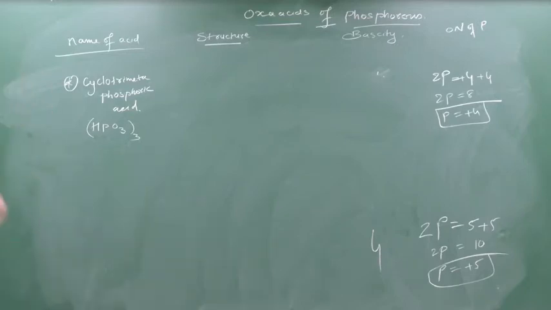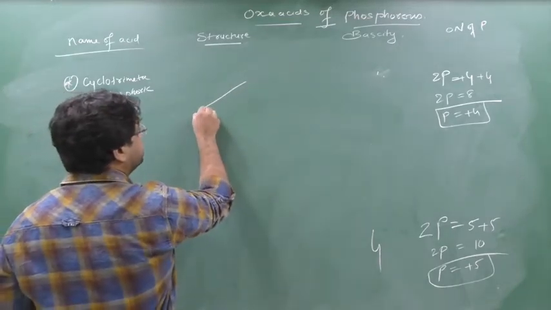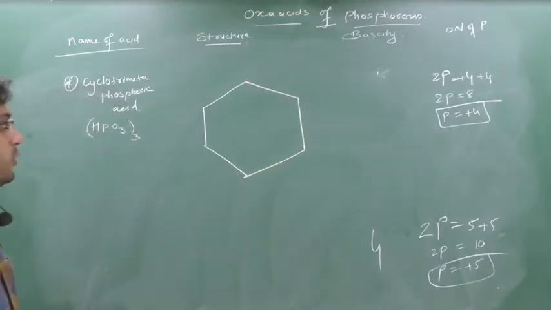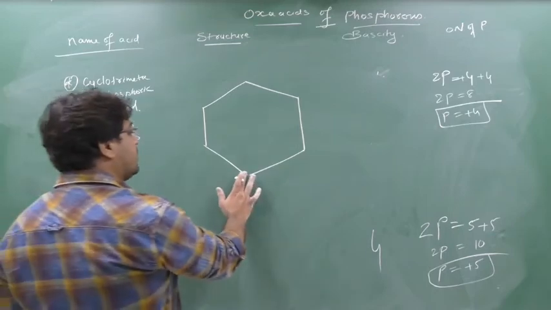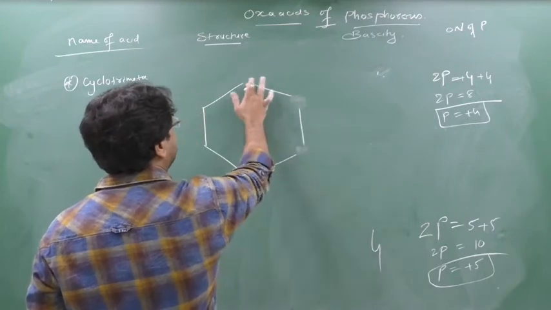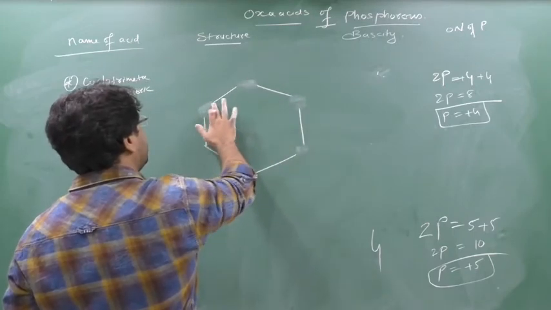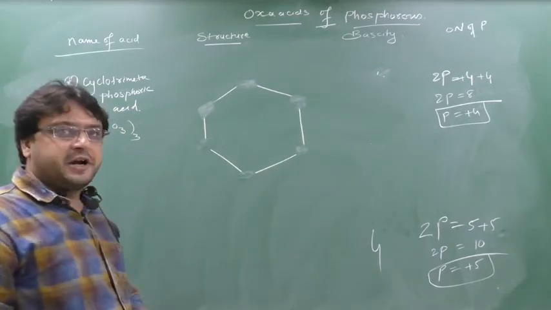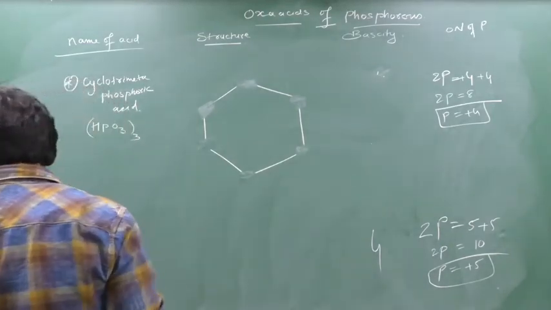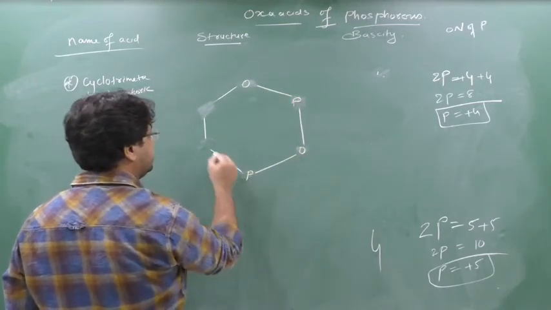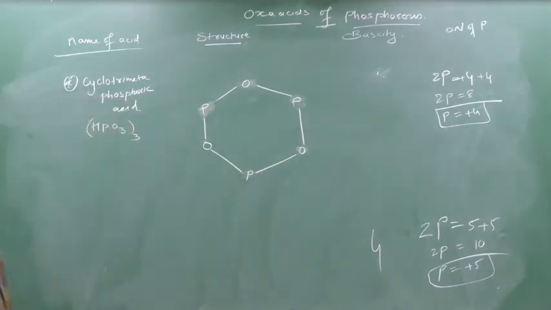Clear? See the structure. First you draw the benzene ring, a hexagonal ring, and rough all the corners. Please see this structure. This structure is very important. What you do is put alternate O and P. First you put here O, then P, then O, then P, then O, then P. See how many P I have? 3 P. See, satisfied.